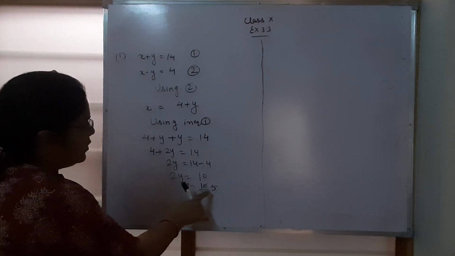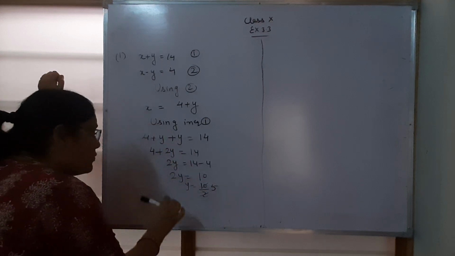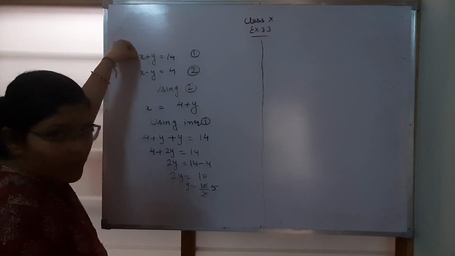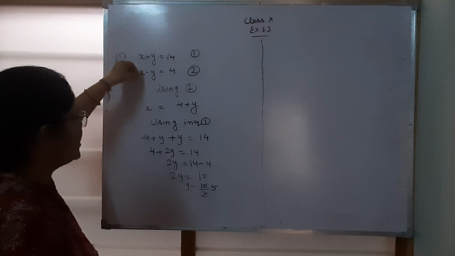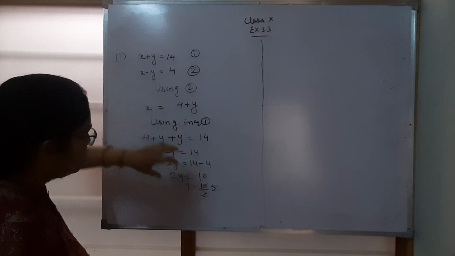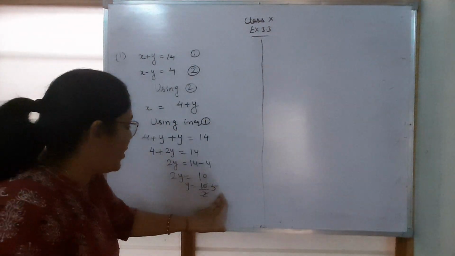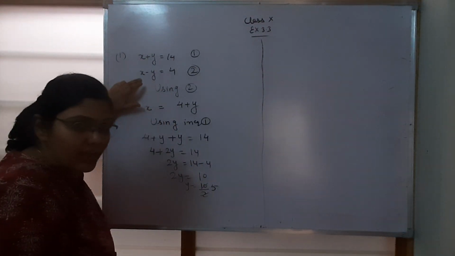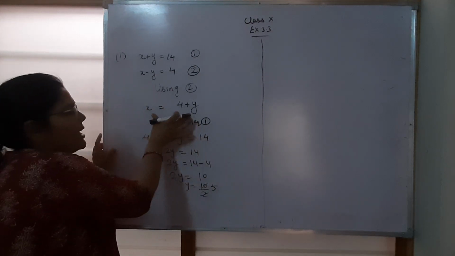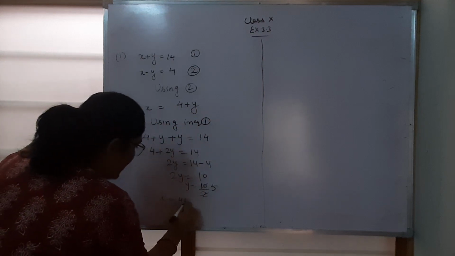We have just calculated the value of y, 5. Now I just need to find the value of x also. How would we do that? y is what? 5. Either you can put the value of y, 5, in this equation or use this to get the value of x. आप चाहो तो इस y की वैल्यू 5 यहाँ पे पुट कर दोगे तब भी x की वैल्यू मिल जाएगी. चाहो तो इसमें पुट कर दो. But I am using this. x is equal to 4 plus y.